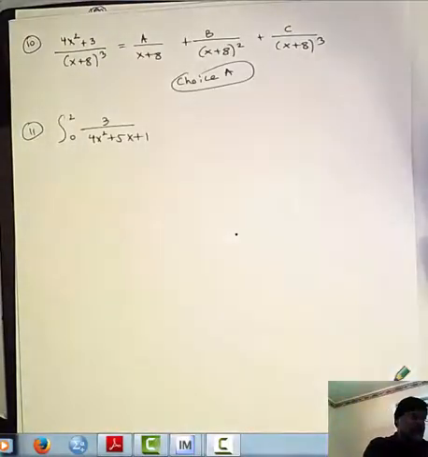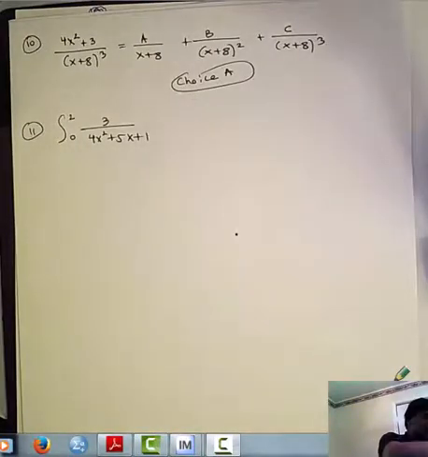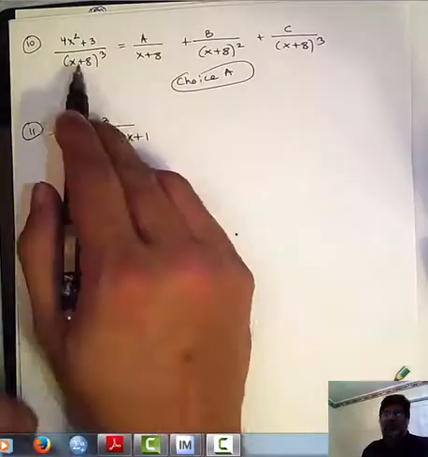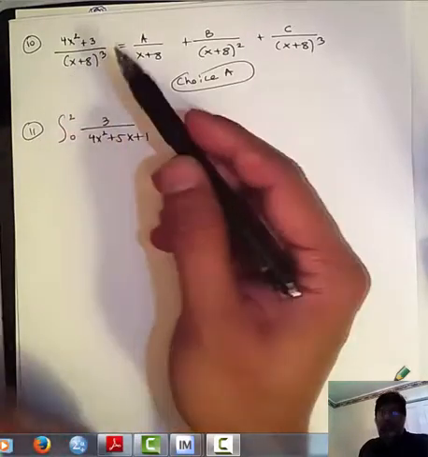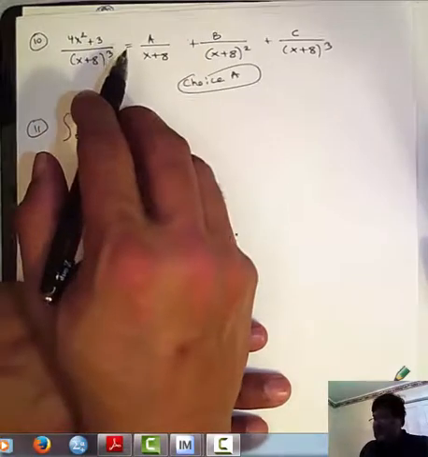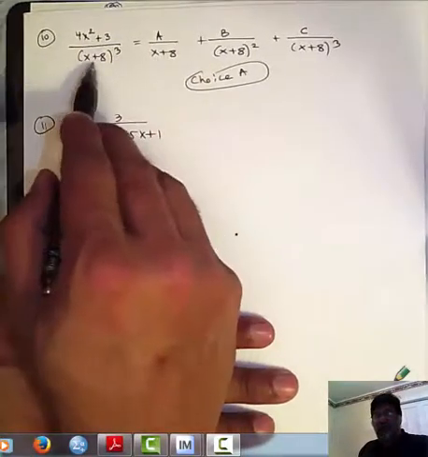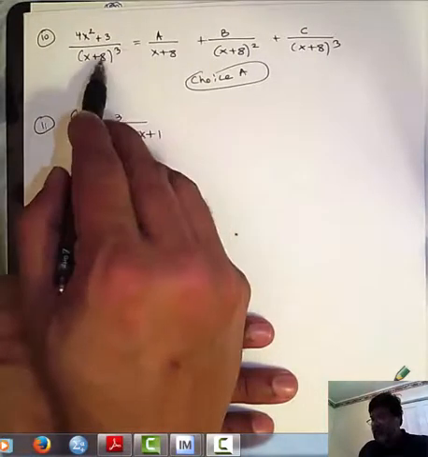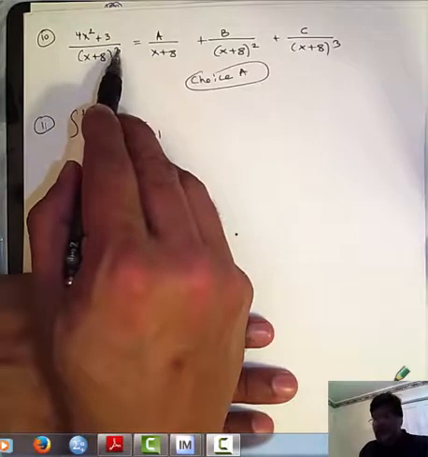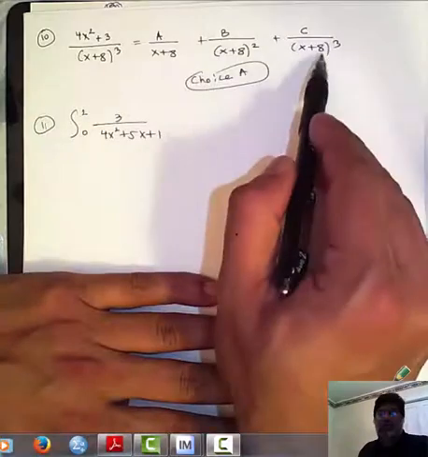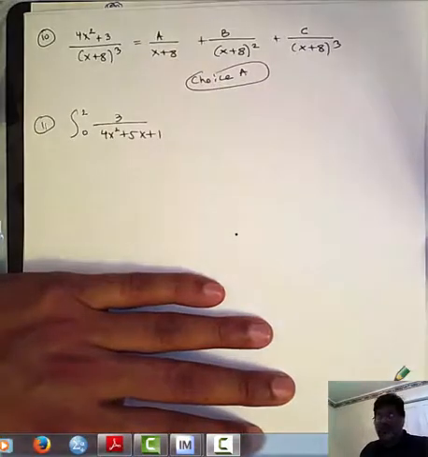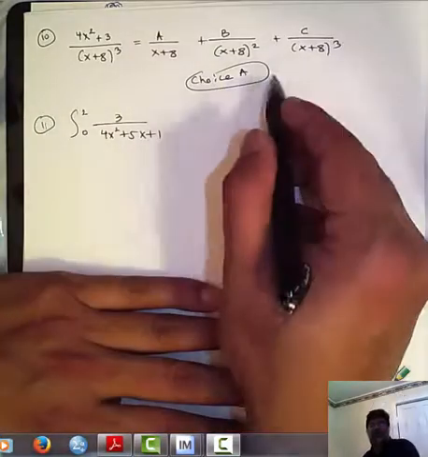Alright, let's go to 10. 10 is probably the easiest problem. We have to partially decompose 4x squared plus 3 over x plus 8 cubed. And if we partially decompose it, we know it's not a quadratic, so we have to go from the lowest power of 1 and get to 3. So it's a over x plus 8, b over x plus 8 squared, and c over x plus 8 cubed. Easiest problem on this test. Okay, so the answer is choice A.